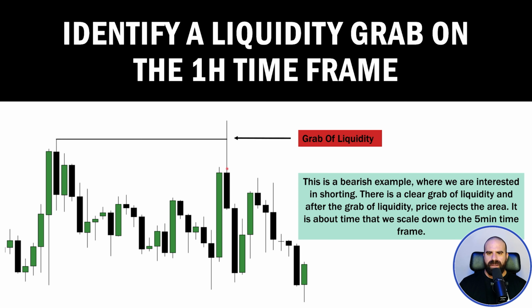And we see that price broke above again, and now it is retracing. This happens on the 1 hour time frame. Here we are interested in shorting because this is a bearish example. We have the clear grab of liquidity and price is clearly rejecting the area. It is about time, as I'm saying, to scale down to the 5-minute time frame to identify our other rules.